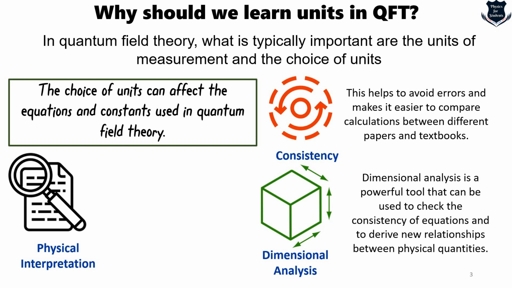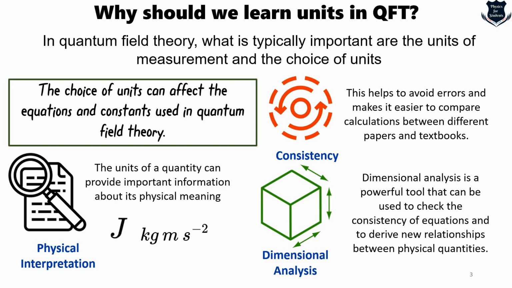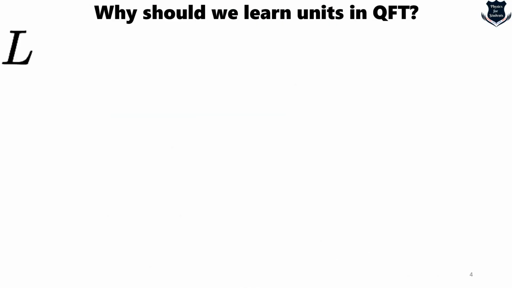Say, for example, the units of a quantity can provide important information about its physical meaning. For example, the units of energy, which are joules, are the same as kilogram meters squared per second squared. So this tells us that energy is related to mass, velocity, and time. So it is very important, and apart from that there are a few more important things also. Let us look at the next part of the video.